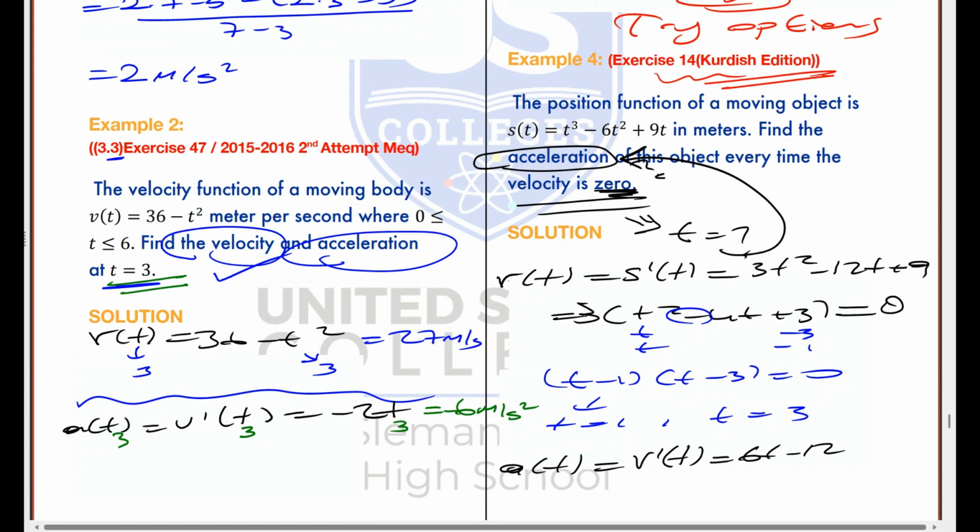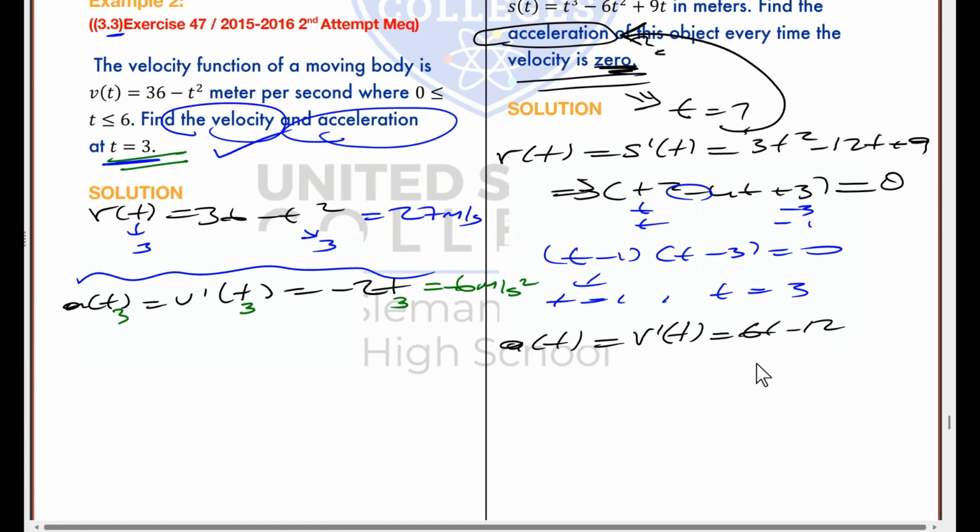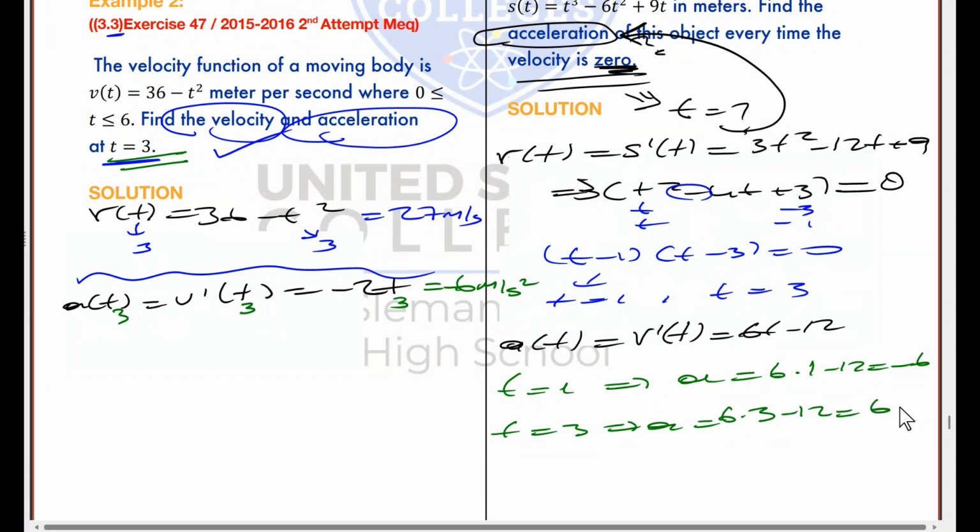I know my times. Now I will find two different answers. One by one, try each t. When t is equal to 1, what is your acceleration? 6 times 1 minus 12, minus 6. When t is equal to 3, what is your acceleration? The same function. 6 by 3 minus 12, 6 meters per second squared. Okay, these are the answers.